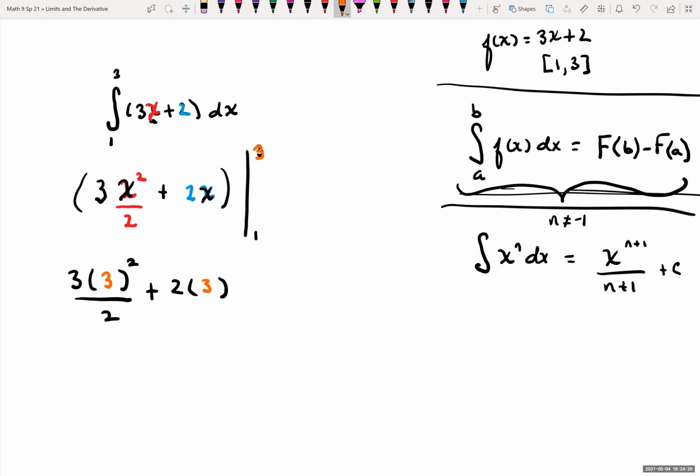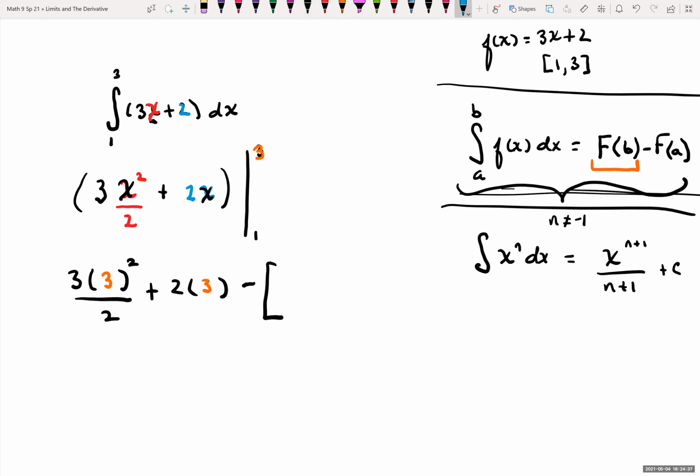So this is my f of b value minus. So you need to be careful here. If this is more than one term that you're taking the antiderivative of, we need parentheses or brackets around this because we're subtracting off this whole value. So we have to do what's inside and then subtract it off.